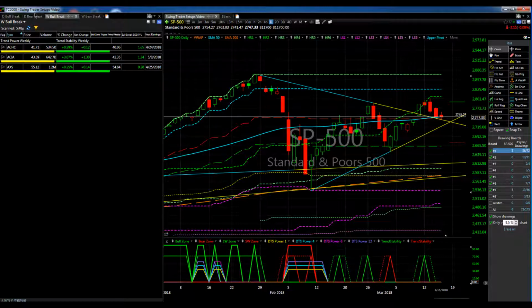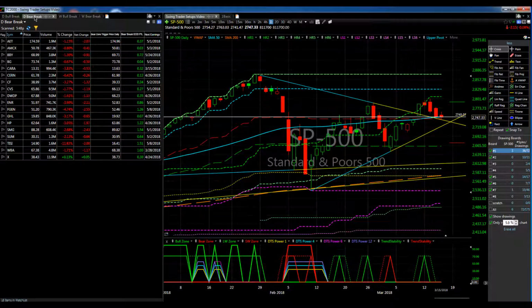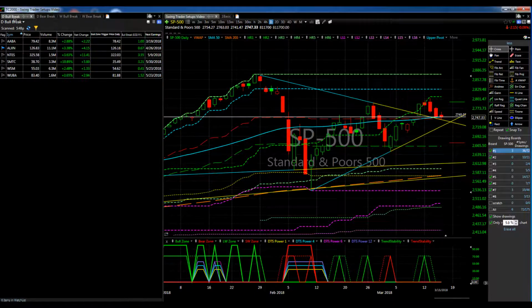Here's your daily bears that showed up today. Many of them are late day. You can tell that the P&L from my trigger price is not near as much as the overall down day, so most of these came in through the day, probably toward the end of the day. And these were our few bull breakers.